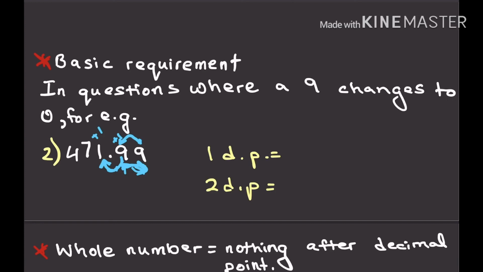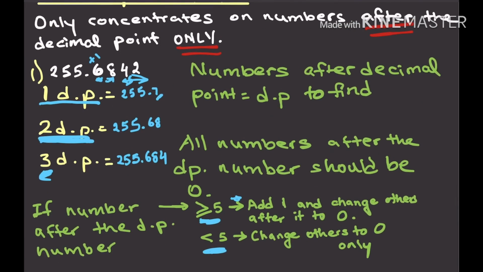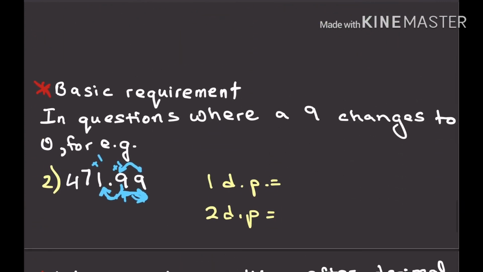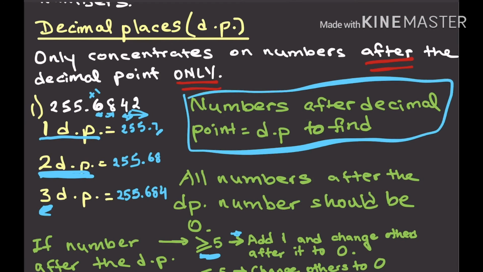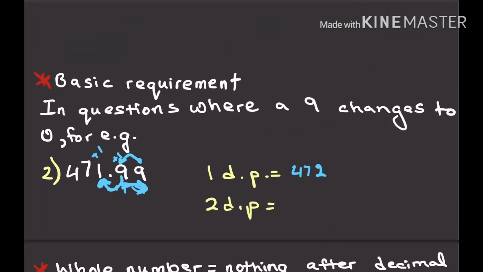This is the only time, and I repeat, the only time at all that a number before the decimal place is affected. Otherwise, this is everything about decimal places. But if there's a 9, then just be a bit careful. So for 1 decimal place, our 1 gets plus 1. So that becomes 472, right? However, again, we're not going to forget this rule. This is like a whole binder. We should not forget it. The number after decimal point equals to the DP you're finding.